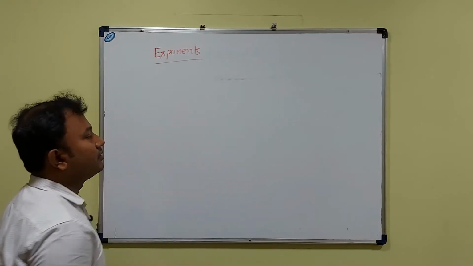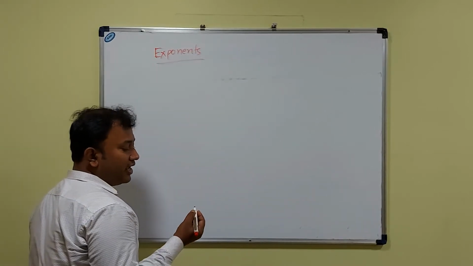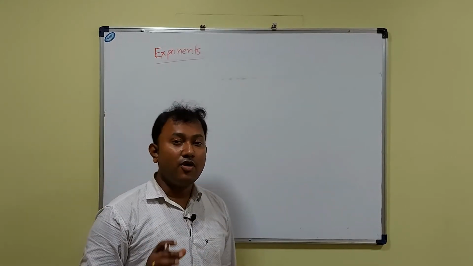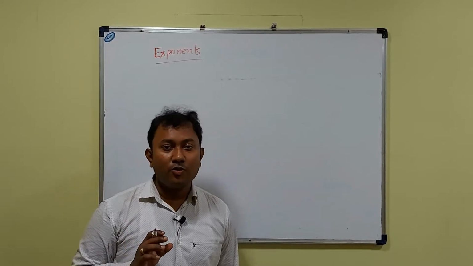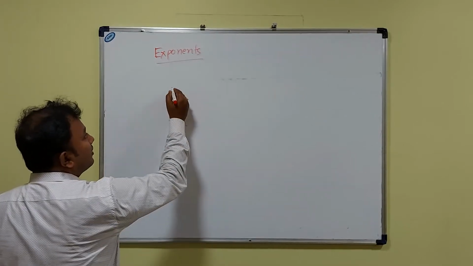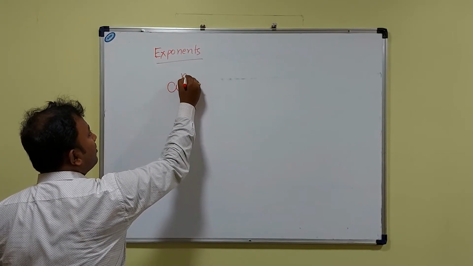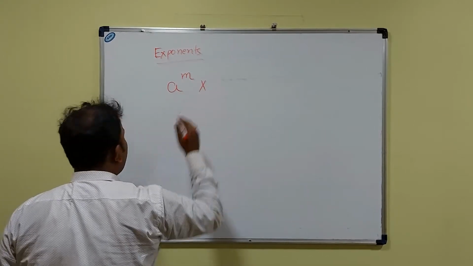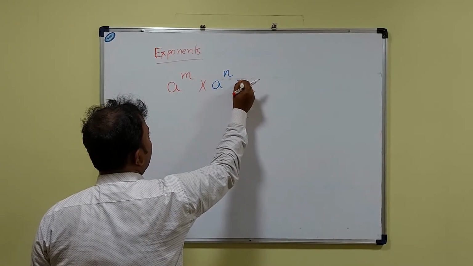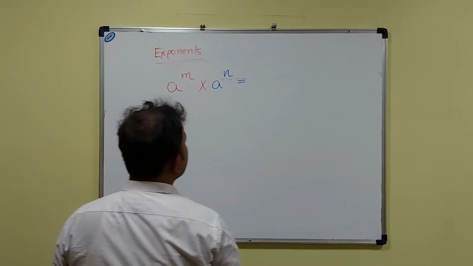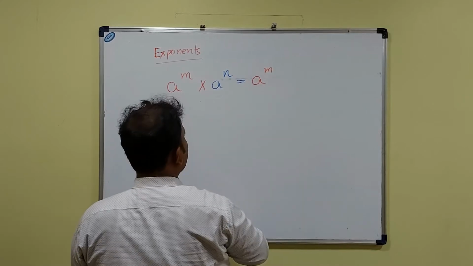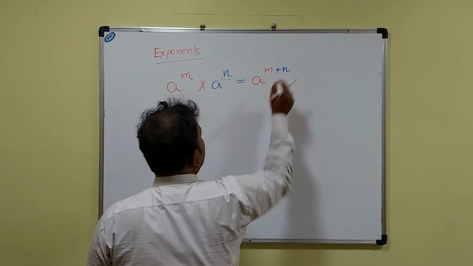Now let us go to the next thing. This kind of thing is written in formulas. There are some formulas for exponents to do the maths of exponents. The first formula is a to the power m into a to the power n, which equals a to the power m plus n. Why?